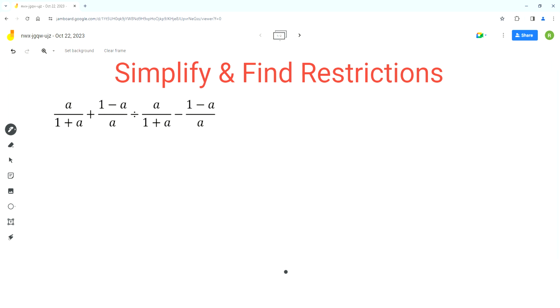So in this video, we'll find the restrictions for this expression and simplify it. As you can see, this expression is made up of four fractions. There's this fraction here plus another fraction here, which is being divided by this third fraction here, and then there is this fourth fraction being subtracted.